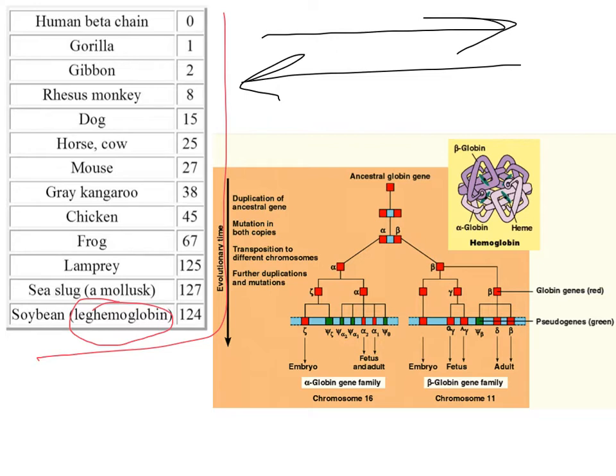This is showing us that out of the 146 amino acids on the human beta chain for hemoglobin, we have one difference between a gorilla. We are most closely related to a gorilla evolutionary-wise. 8 differences between a rhesus monkey. As we're working our way down this chart and we're increasing our number of differences, we are getting further and further away from our relationships as well.